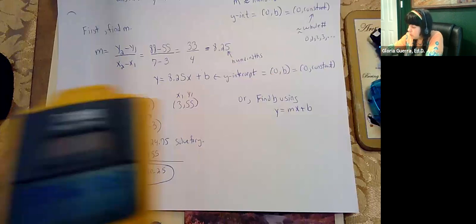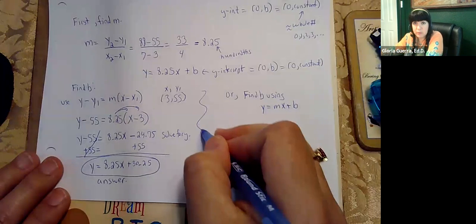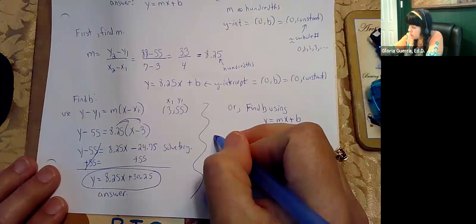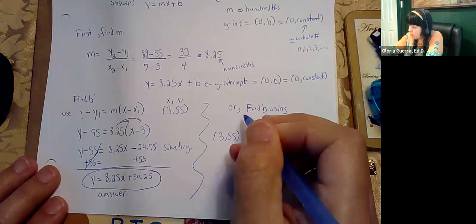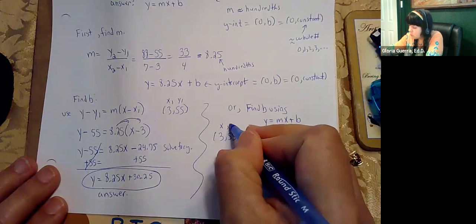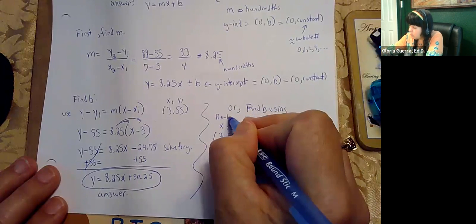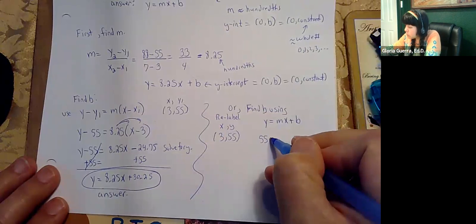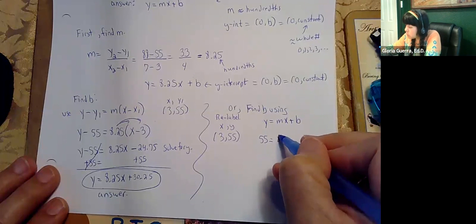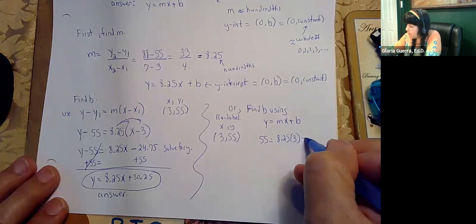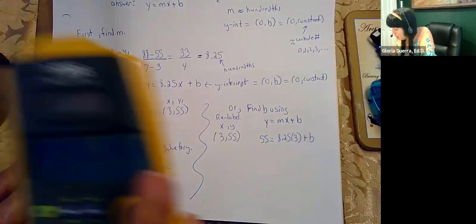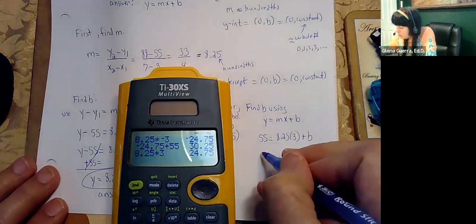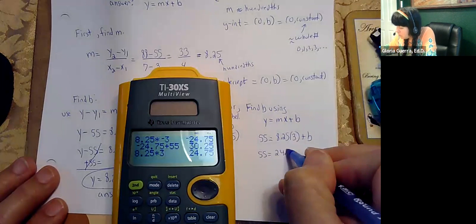Now, if you're going to use y equals mx plus b, you can use any of those points. If you're going to use 3, 55, that'd be fine. You have to relabel it as x, y. So y is 55 equals m, which was 8.25, times x, which is 3, plus b. And then 8.25 times 3 is 24.75.